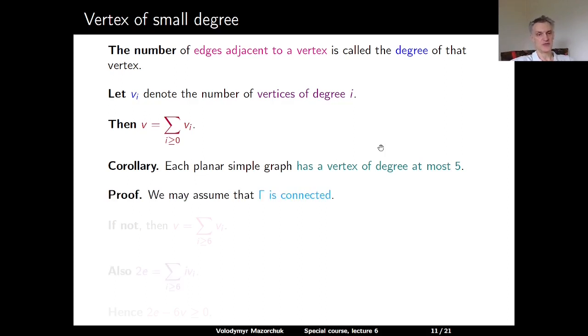Of course, to prove this, we may assume that gamma is connected. So assume that the statement of the corollary is wrong. So there is no vertex of degree at most 5. Then V is equal to the sum of Vi's, where i starts with 6. And also 2e, 2 times the number of edges, is equal to the sum of i times Vi, where i starts with 6. That's because each edge connects two vertices. In particular, it follows that 2e minus 6v is greater than or equal to 0.